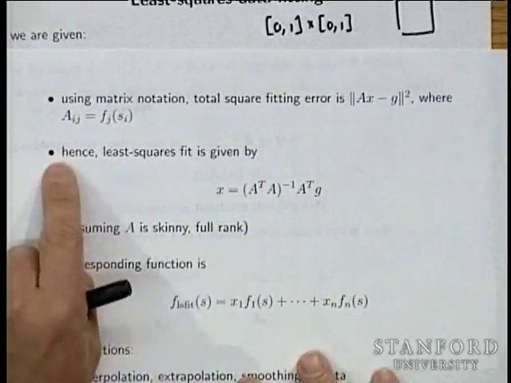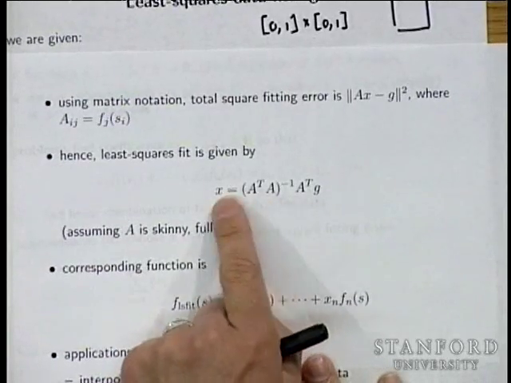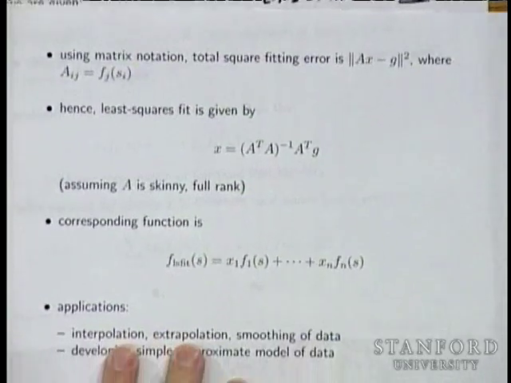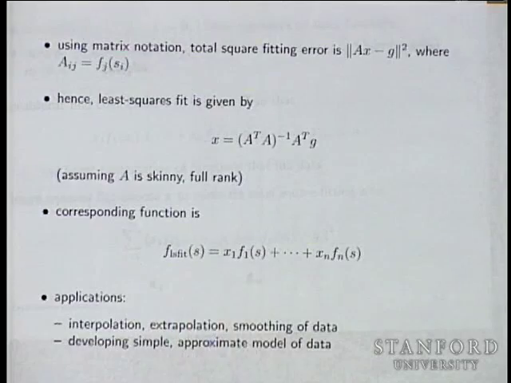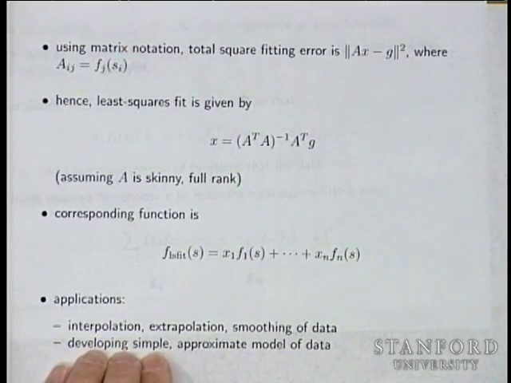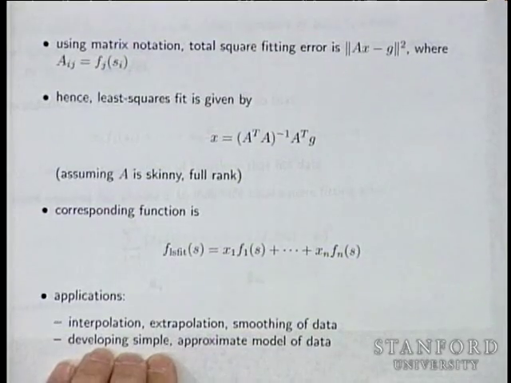Okay. So the least squares fit here is (A transpose A) inverse A transpose g. You just work it out. And the corresponding fit is this. So this would give you your fit. And this has a lot of uses. Let me just say what some of them are. But mostly, it's a very good way to develop a simple approximate model of data.